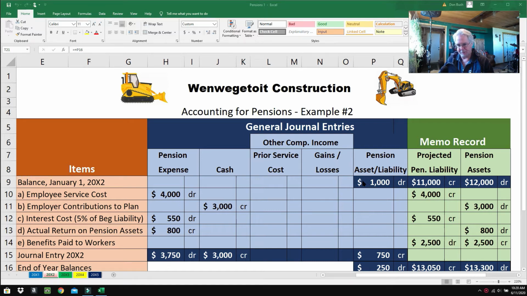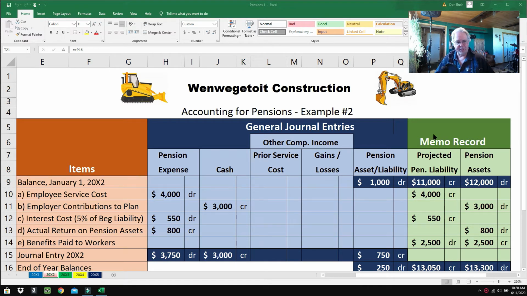So here's how this spreadsheet works. On the left-hand side, we've got the things that happened relating to the pension fund. In the middle, we've got all the information that we need to make a journal entry, and the journal entry is right down here along the bottom. And over here in the green, this represents the trust company that is monitoring and taking care of the pension and making sure that the pension benefits are being dispersed to retired workers.